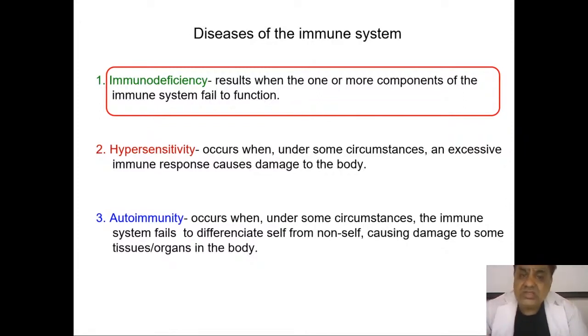So the immune system can go wrong in three ways. One is when one or more components of the immune system fail to function, less functioning of the immune system. So it's an immunodeficiency state. Hypersensitivity is the second form of disease, where in certain circumstances an excess immune response occurs and causes damage to the body when the immune system is responding to certain pathogens or other agents. Autoimmunity is when the immune system fails to recognize self from non-self and starts destroying its own tissue and cells, misjudging them as non-self, and hence such diseases are called autoimmune diseases, right?